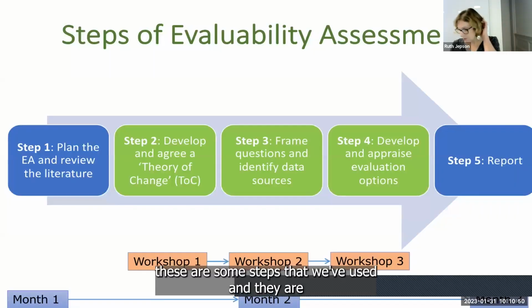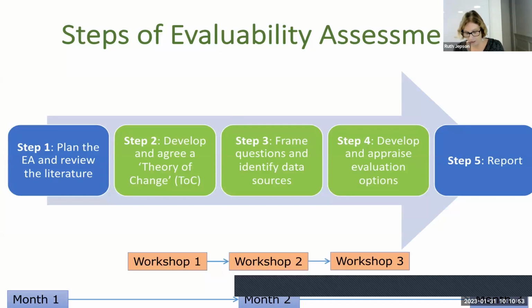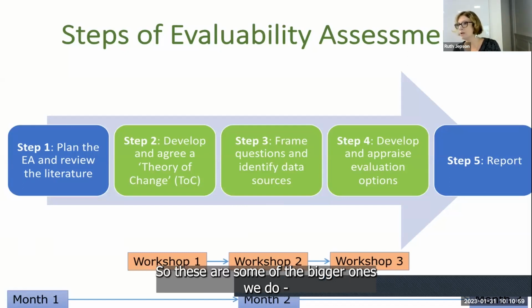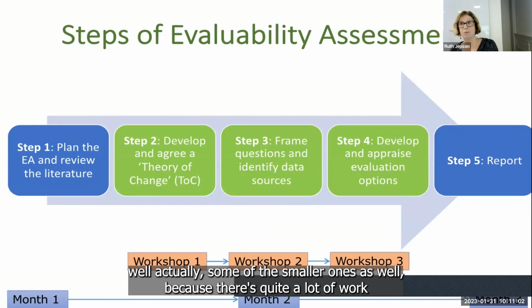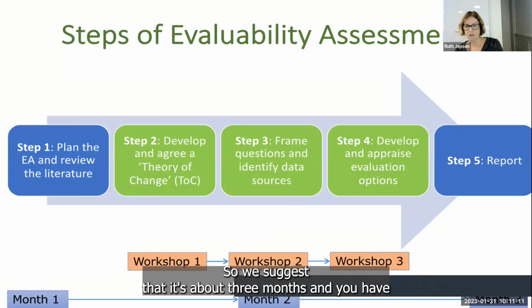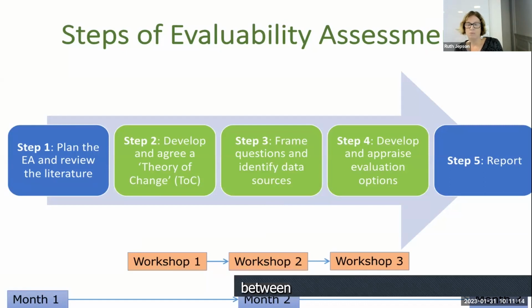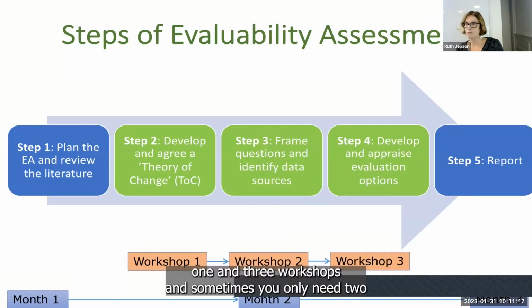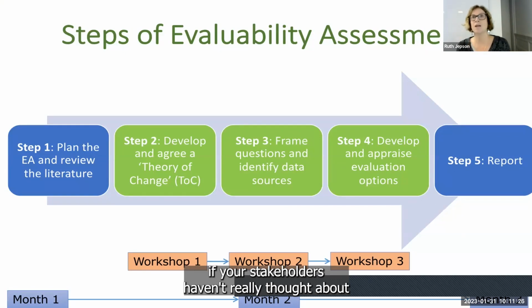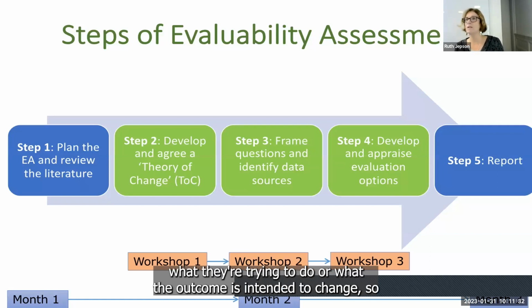So now these are some steps that we've used, and it looks quite long. What we normally do is we take around 3 months to do them. These are for some of the bigger ones we do, and actually some of the smaller ones as well, because there's quite a lot of work and thinking that needs to be done along the way. So we suggest about 3 months, and you have between 1 and 3 workshops. Sometimes you only need 2 if the program theory is highly specified and they've done a lot of work on the intervention beforehand. Sometimes you need more if your stakeholders haven't really thought about what they're trying to do or what the outcome is intended to change.